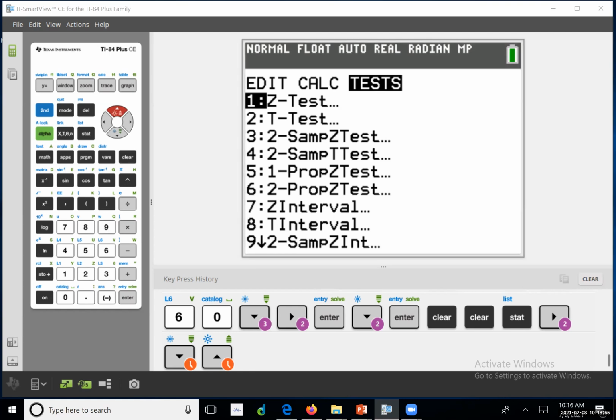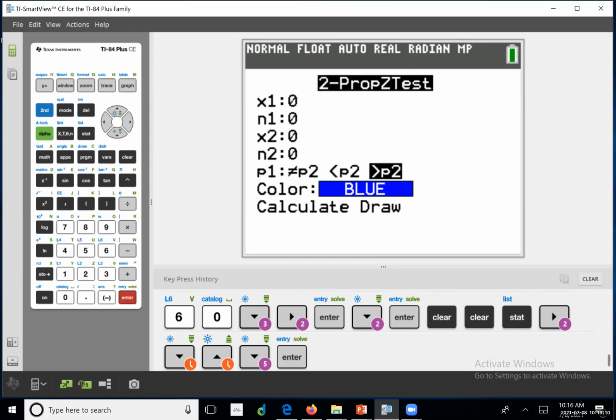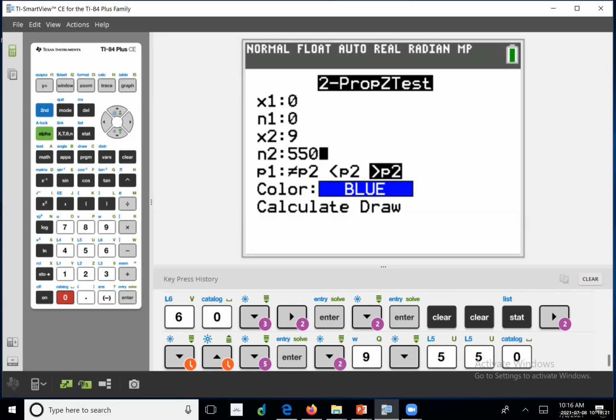Okay, so you have 2 population. Great job, those who answered. You have 2 population proportion, and then that's a testing. It's not interval, so you use 2 prop z-test. X1, N1, X2, N2. I think I remember it. X2 was 9 out of 550. So what was X1 out of?